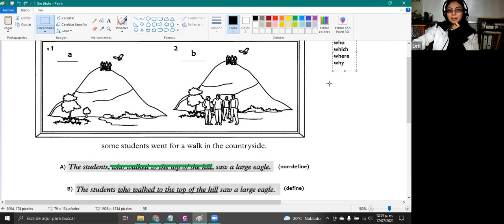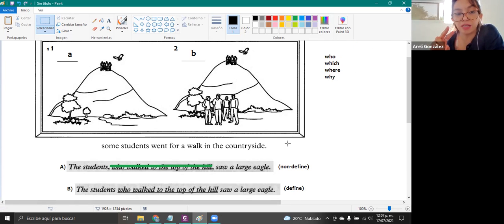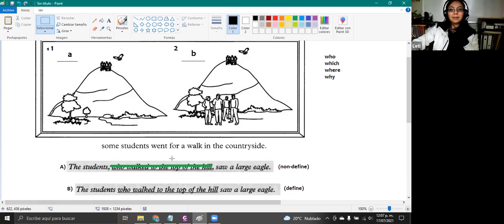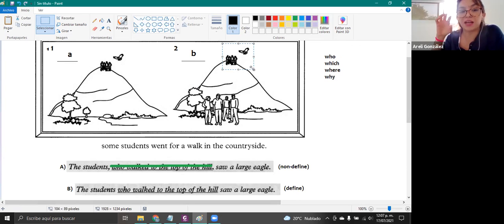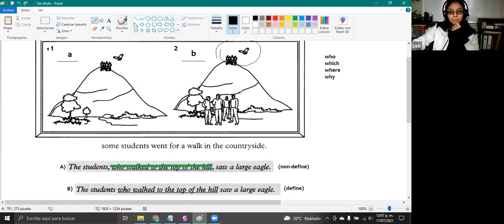Remember, we have more than one relative clause. In the second example of your images, they are different groups of students. And you're specifically talking about the ones that went to the top of the hill. Exactly, this one. They were the ones that saw the eagle. That's why it doesn't require the commas.